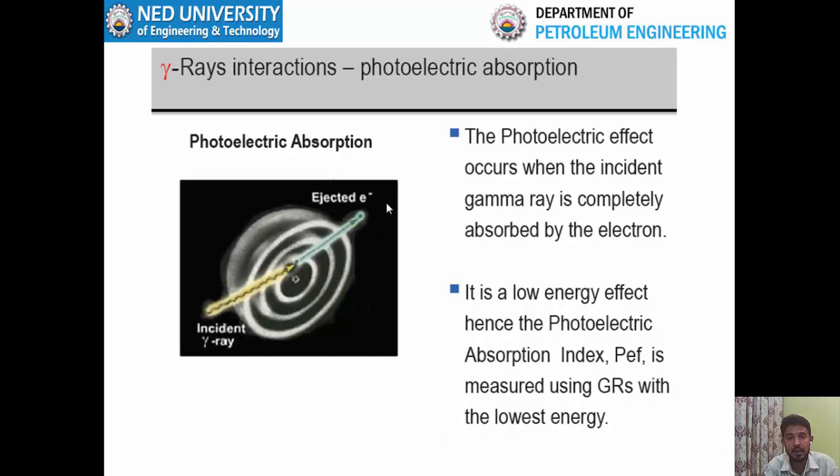In the low energy range, the photoelectric effect occurs when the incident gamma ray is completely absorbed by the electron. It is a low energy effect, hence the photoelectric absorption index is measured using gamma rays with the lowest energy. So basically two principles are used by the density tool: one is Compton scattering, another is photoelectric absorption.